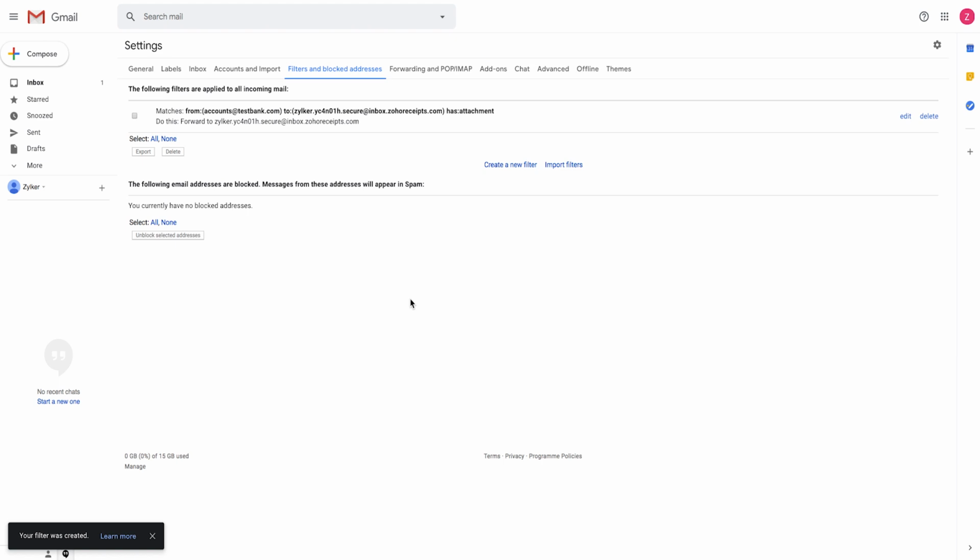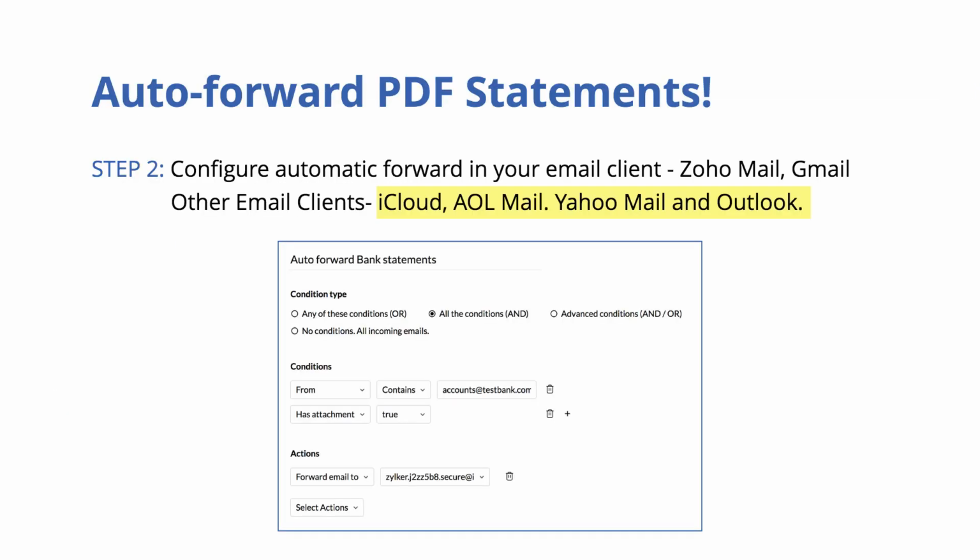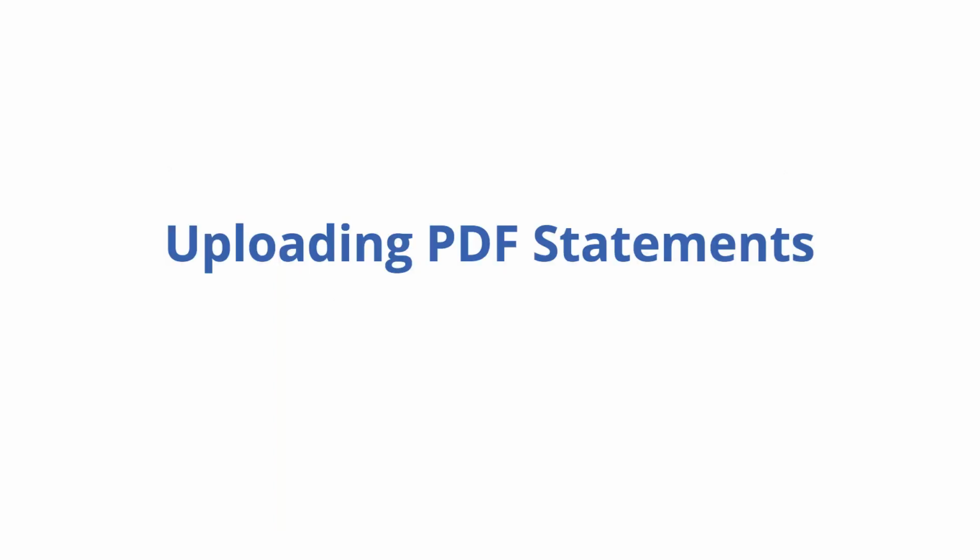Post this, the statements sent by the bank would be forwarded to Zoho Books. You can automate the PDF import for many other email service providers like iCloud, Yahoo Mail, AOL Mail, and Outlook. Now that we have seen how to auto forward the PDF statements into Zoho Books, the next stage is where these PDF statements can be uploaded so that data can be parsed and used for reconciliation purposes.